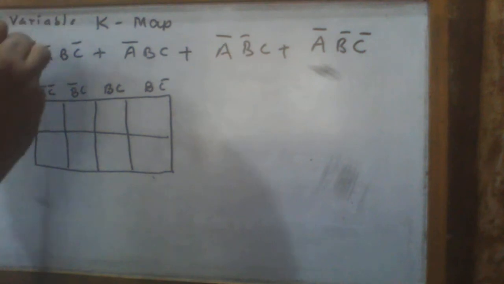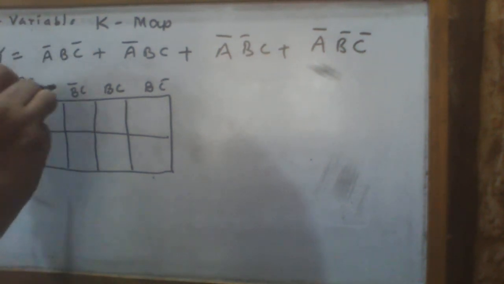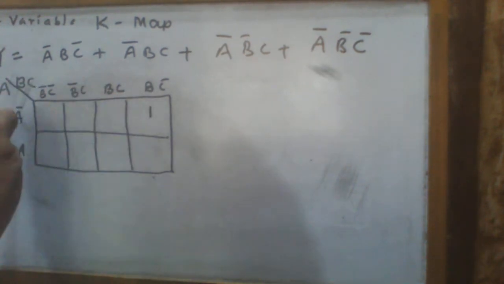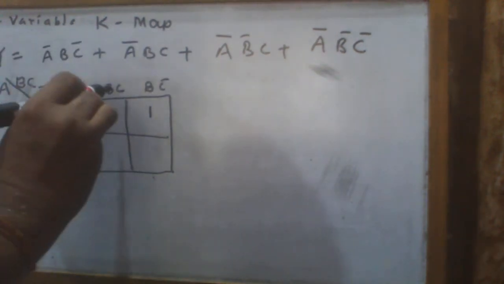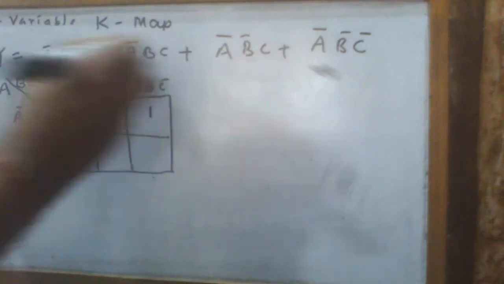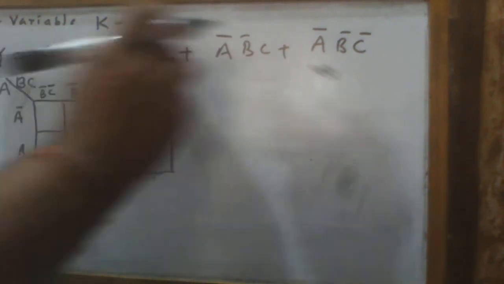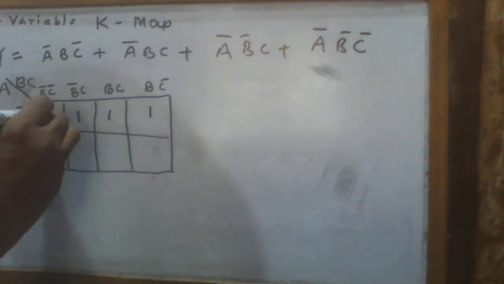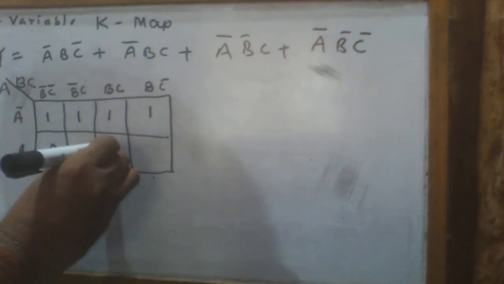Now the given equation y is equal to A bar B C bar, A bar B C, A bar B bar C, A bar B bar C bar. I will write here 1 for A bar B C bar. The second term is A bar B C. This is the second term. The third term is A bar B bar C, I will write here 1. And the fourth term is A bar B bar C bar, and all other remaining cells I will fill by 0.